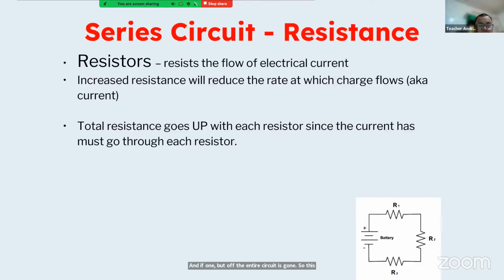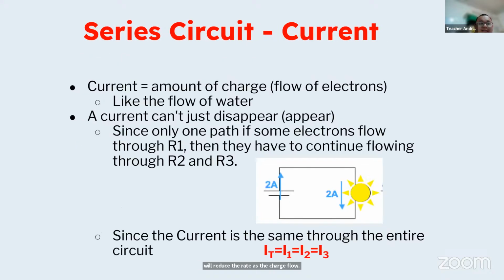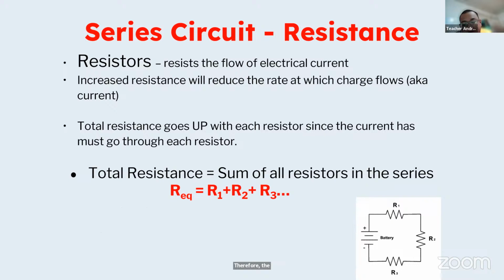All right. So what is this resistor all about? A resistor is basically there to resist the flow of the current. When we increase the resistance, it will reduce the rate at which the charge flows. Therefore, the light bulb will get dimmer and dimmer as we keep on adding light bulbs onto the circuit.